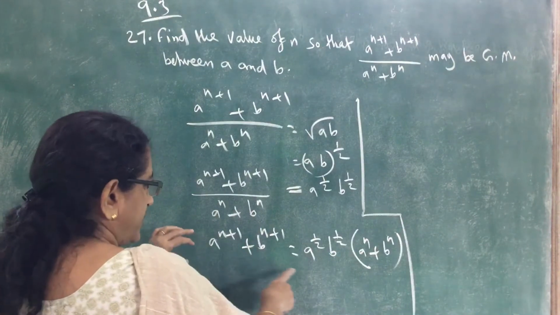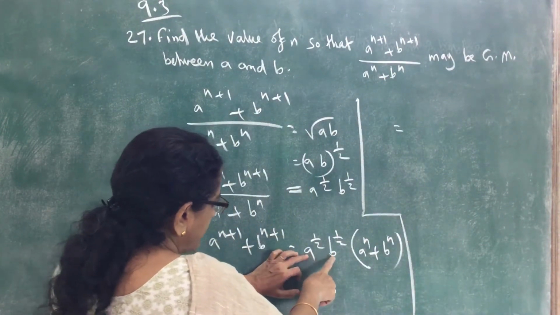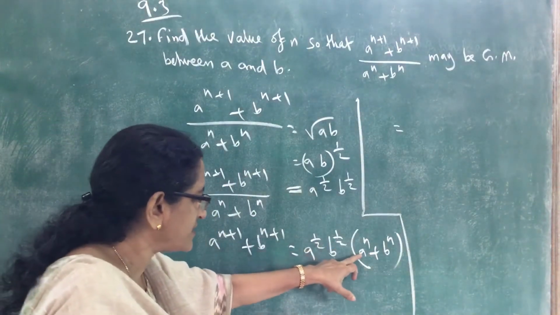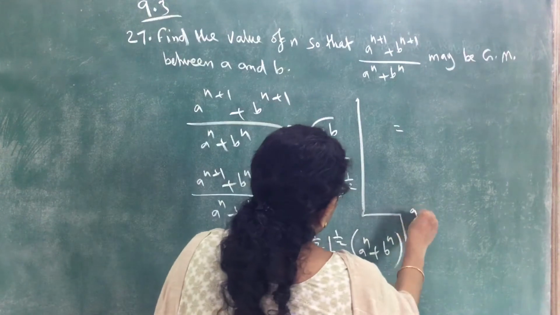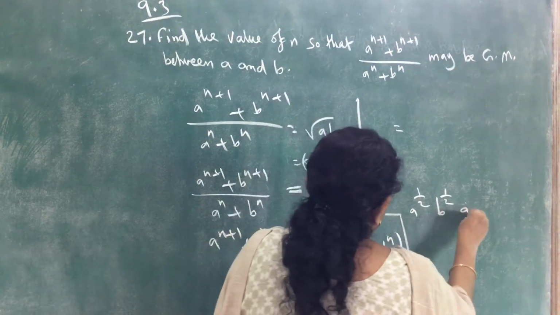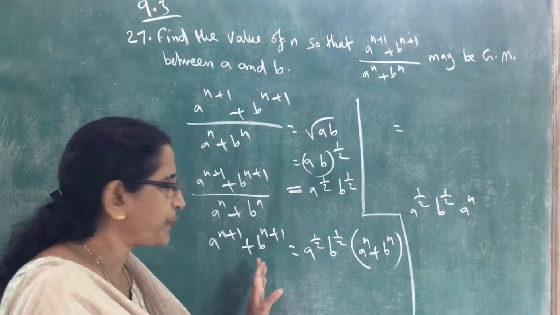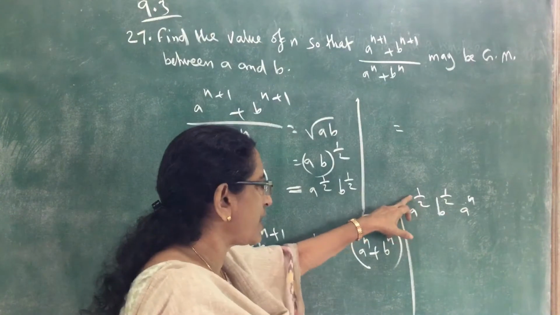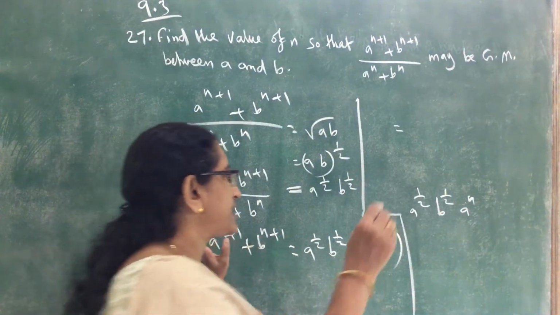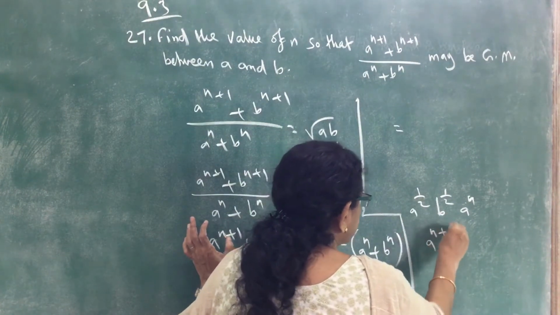So this is equal to A raised to half B raised to half into A raised to n. We want to multiply A raised to half, B raised to half, A raised to n. See here, A raised to half into A raised to n. A raised to m into A raised to n, we can write as A raised to m plus n. So A raised to half into A raised to n is A raised to n plus half.